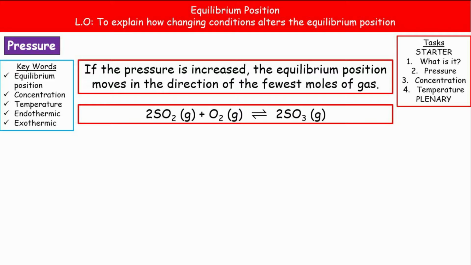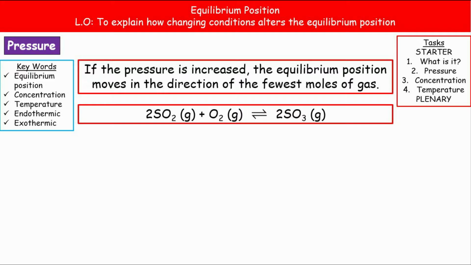That's our little rule that we're going to follow, because as we hopefully know by now, chemistry is a lot of rules. So if you remember, if we increase the pressure, the equilibrium position moves in the direction of the fewest moles of gas, you're halfway to winning this bit.